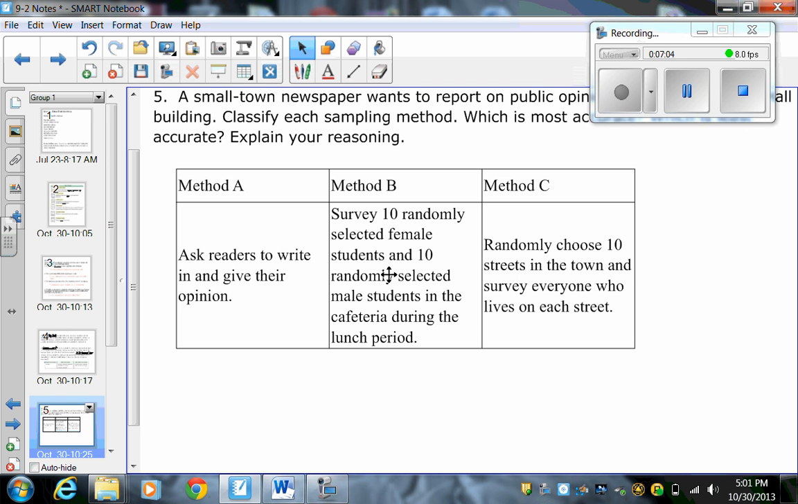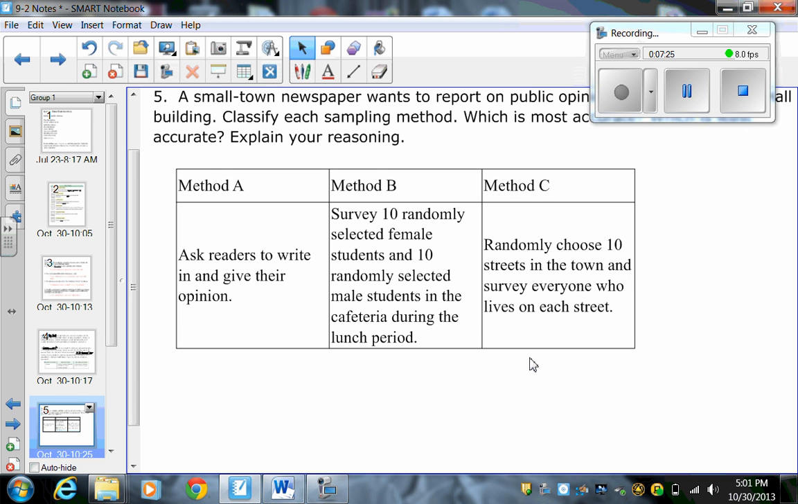self-selected. Method B says they survey 10 randomly selected female students and 10 randomly selected male students in the cafeteria during the lunch period. Because they're asking people in a very specific spot, it's easily able to be accessed. This is an example of convenience.